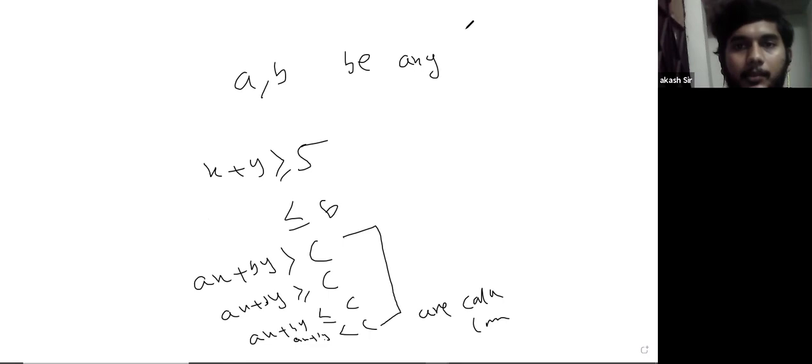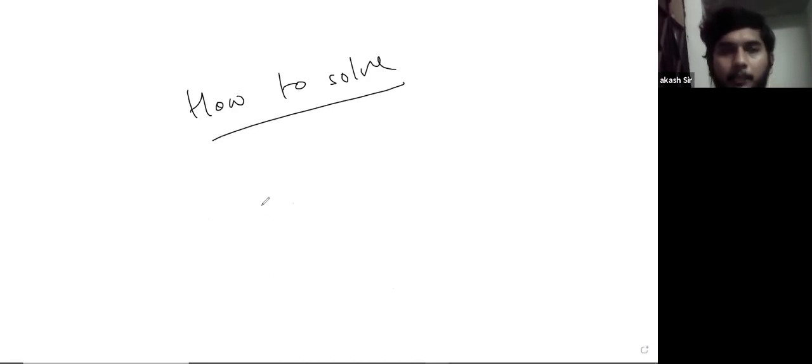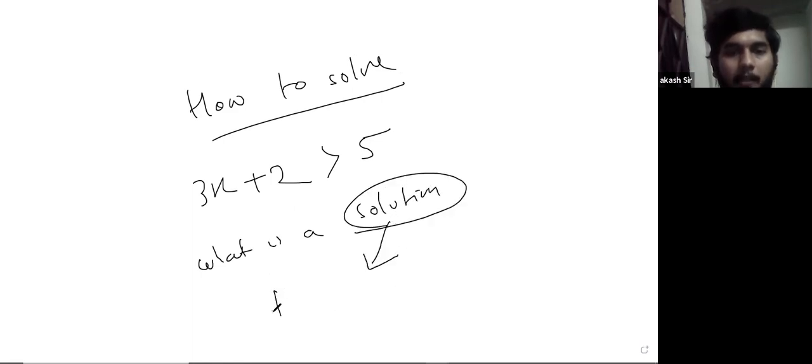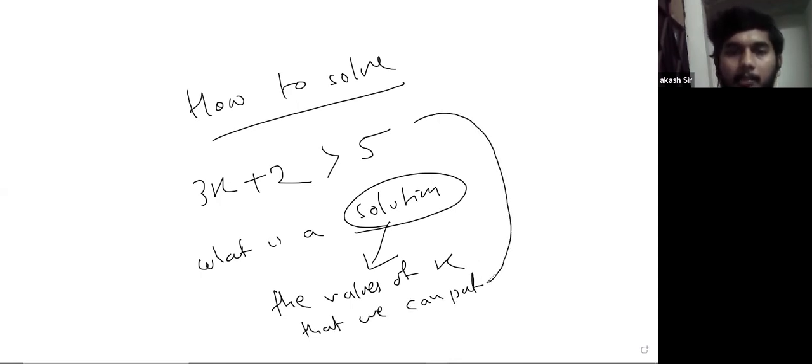Now let's just jump to questions. How to solve a linear inequation? Okay. It's very simple. See, if there is a question 3x plus 2 is greater than 5, first of all, we should know about what is a solution. Solution means the values of x that we can put in this statement and it holds true.